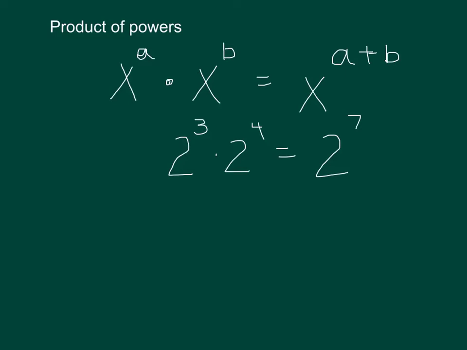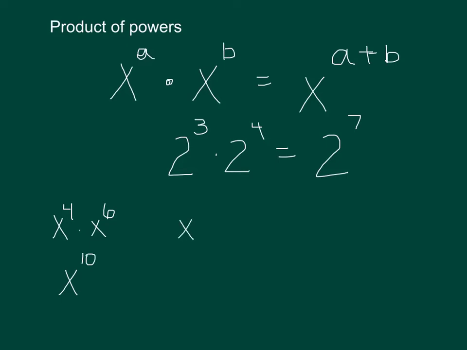Well, if you look at the examples in your packet, the first example we look at is x to the 4th times x to the 6th. And all you're going to do here is keep the x, and 4 plus 6 is 10, so it's going to be x to the 10th power.